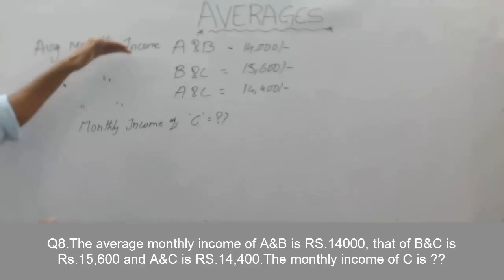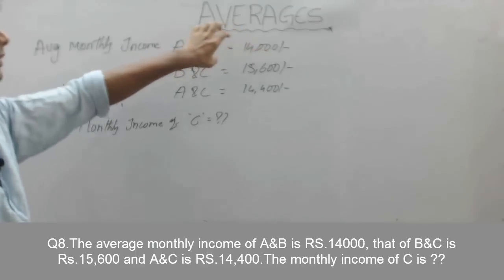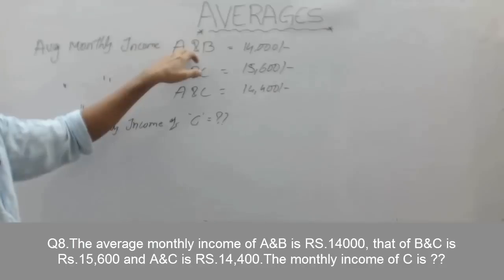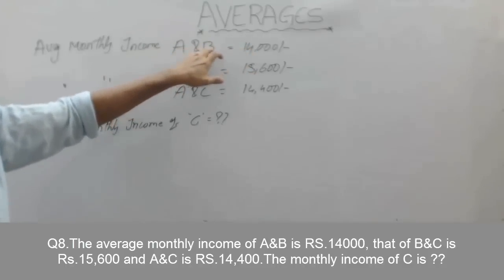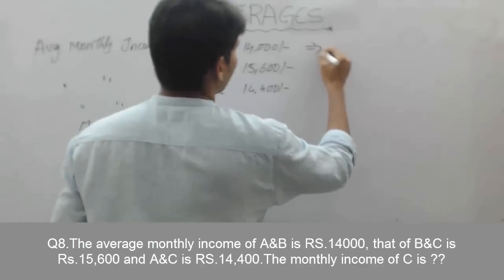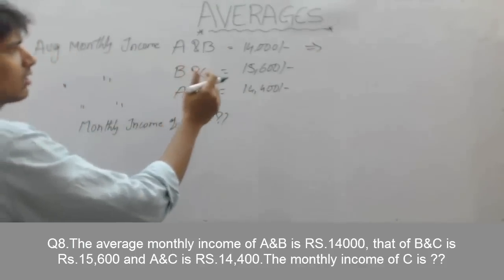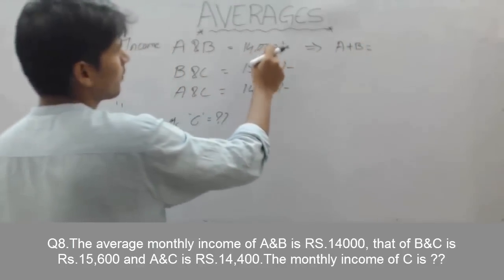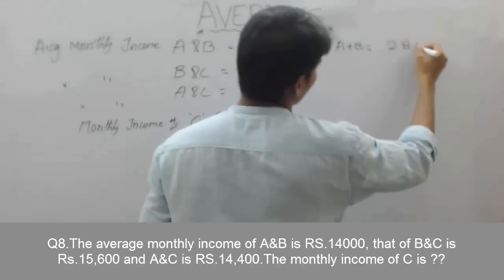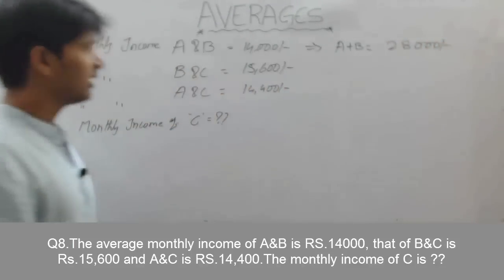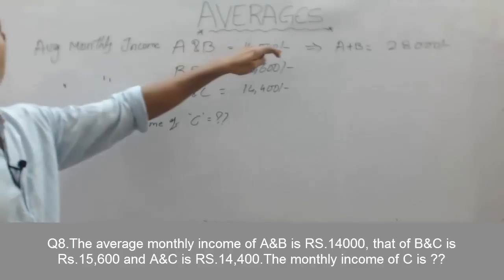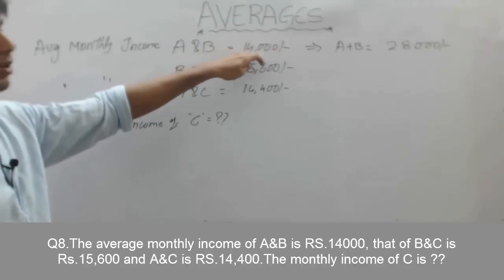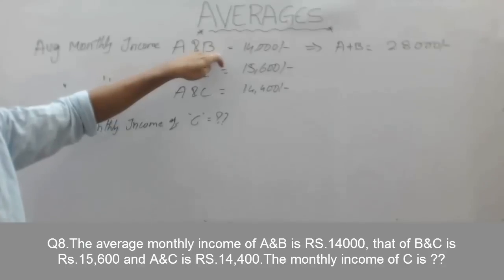We know that the average monthly income of A and B is 14,000. That means if the monthly income of A is 14,000, we assume, and the monthly income of B is 14,000, then the total income of both A and B is equal to 14,000 plus 14,000, that is equal to 28,000, isn't it? So the average of both A and B is 14, that means A is going to get 14,000 per month and similarly B is going to get 14,000 per month.